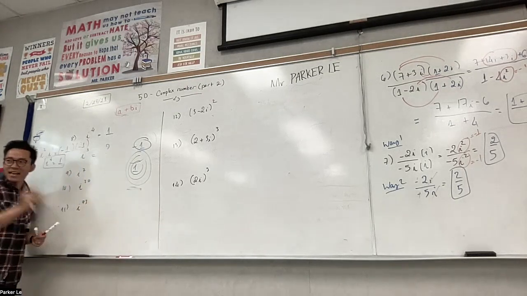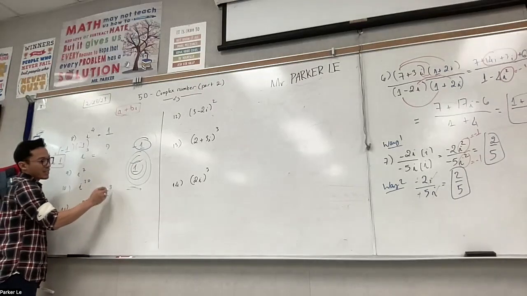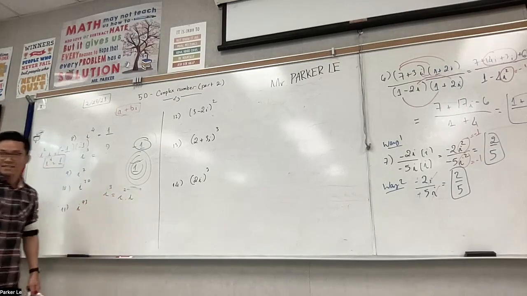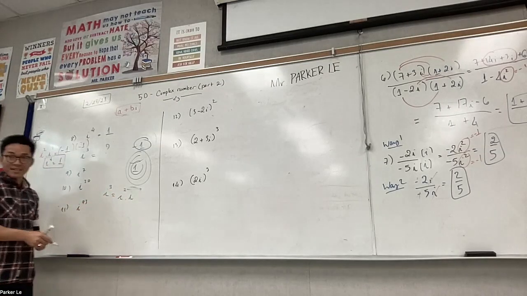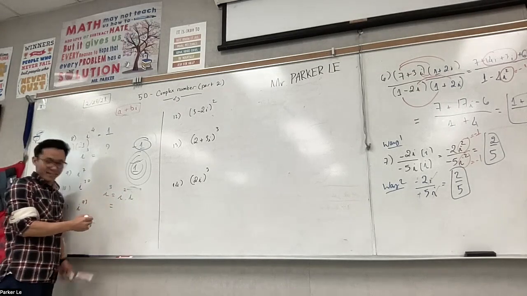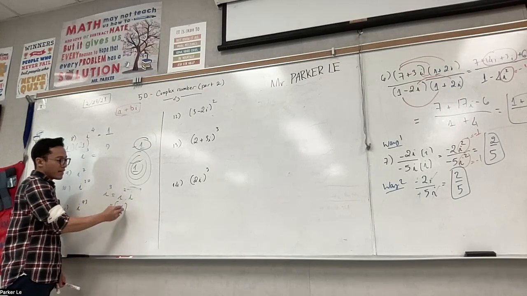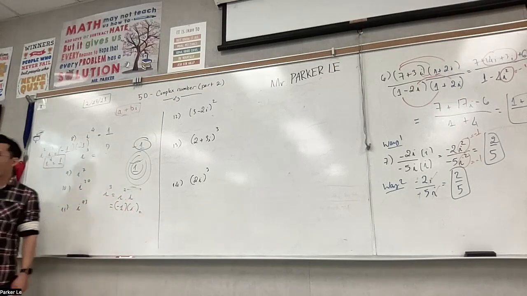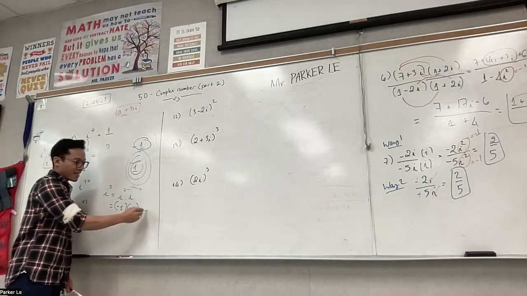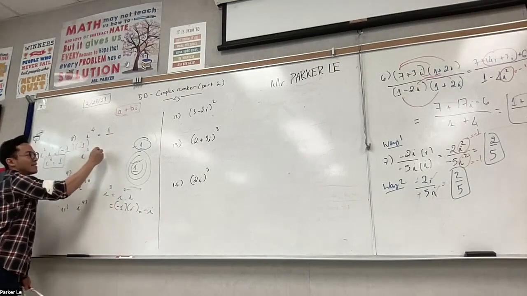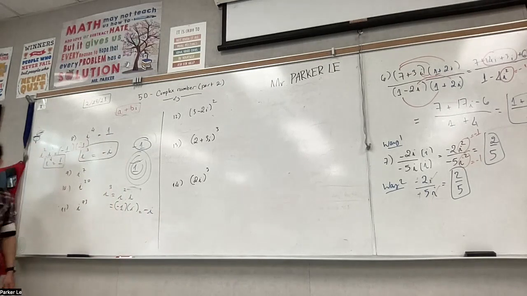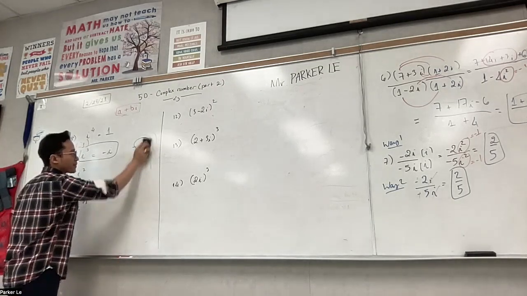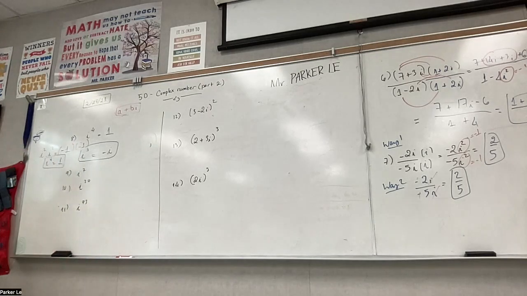Okay, let's do it again. i cubed is what? i squared times i, right? What is i squared? Negative 1. What is negative 1 times i? Negative i. So this is negative i. So not 1, not negative 1. Just play around with the numbers.